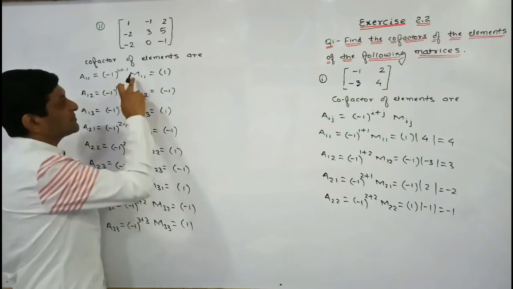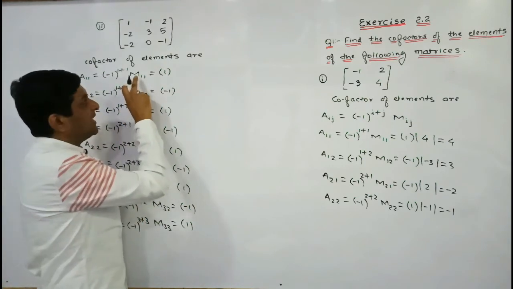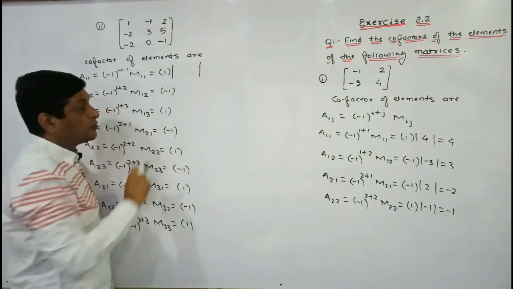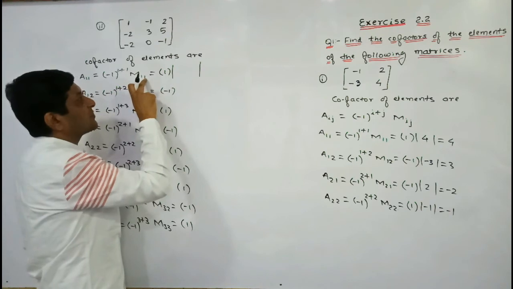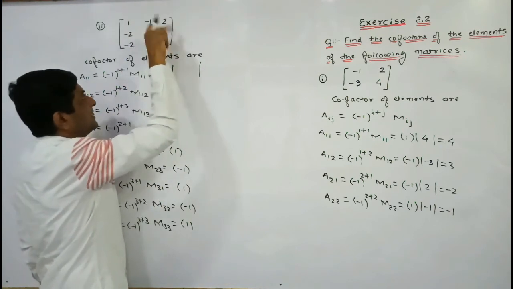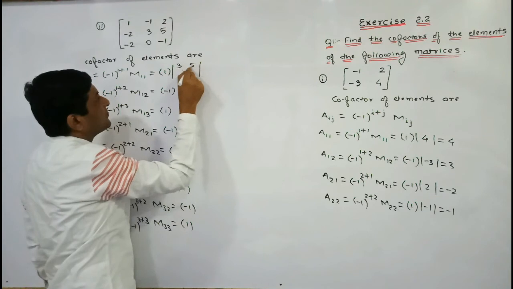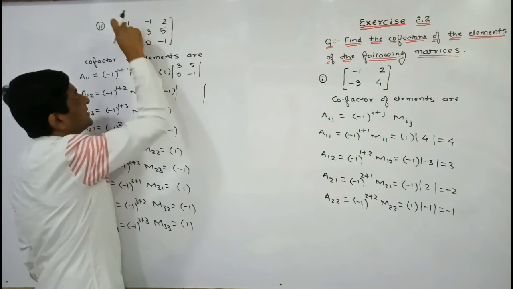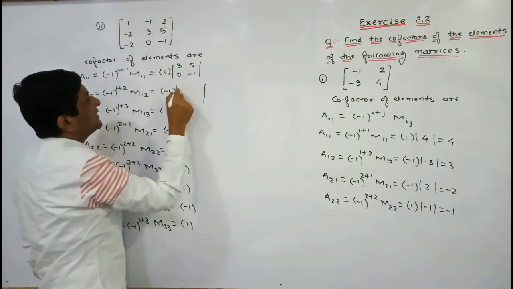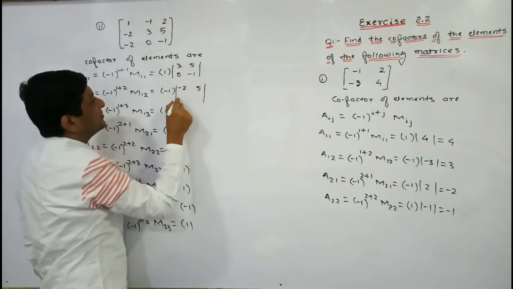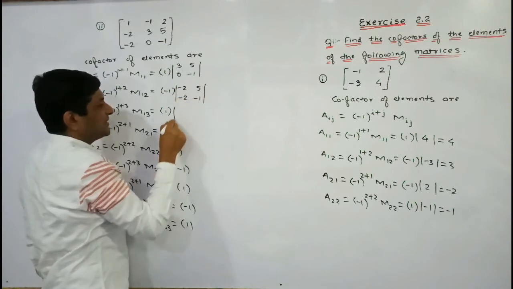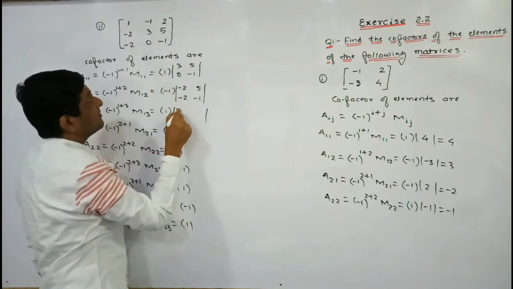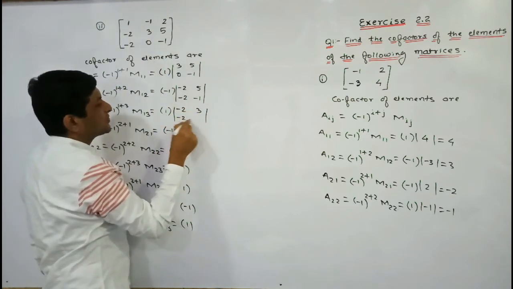Now what is our second term? The second term is to find the value of the minor, which is nothing but a determinant. To obtain the elements of the determinant, delete the first row and first column. The remaining elements are 3, 5, 0, minus 1. Now delete the elements of the first row, second column. The remaining elements are minus 2, 5, minus 2, minus 1. Then delete the elements of the first row, third column. The remaining elements are minus 2, 3, minus 2, 0.